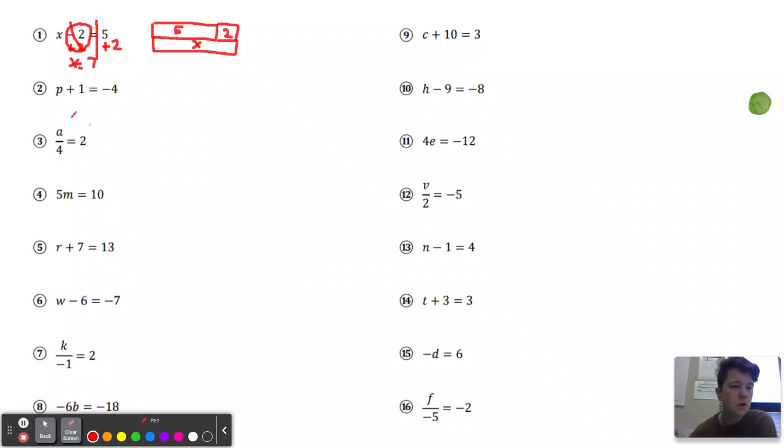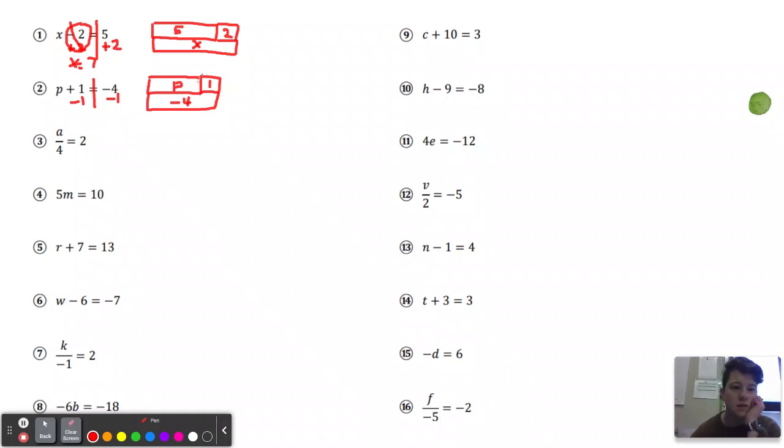For number 2, we have p plus 1 equals 4. Again, we can draw the line and we can subtract. Equals negative 4. And we can subtract and all that jazz. Or we can draw our diagram. In this case, we would draw p and 1. And that would be equal to negative 4.